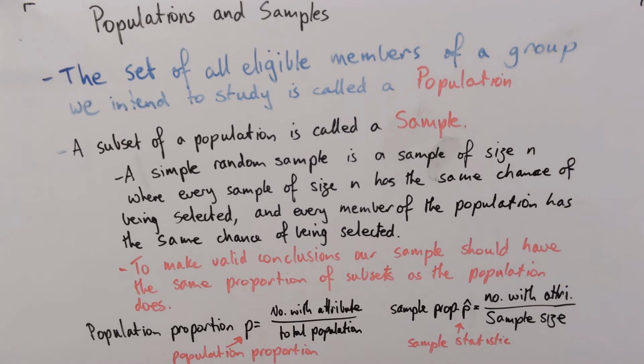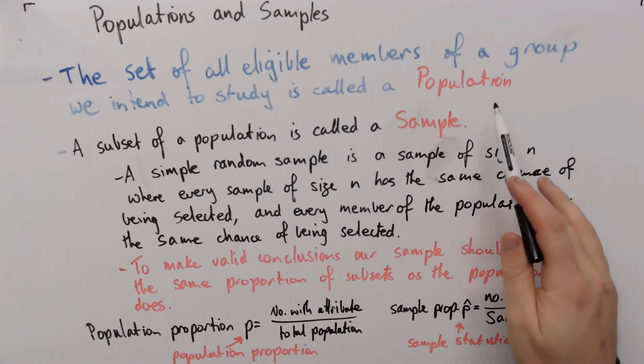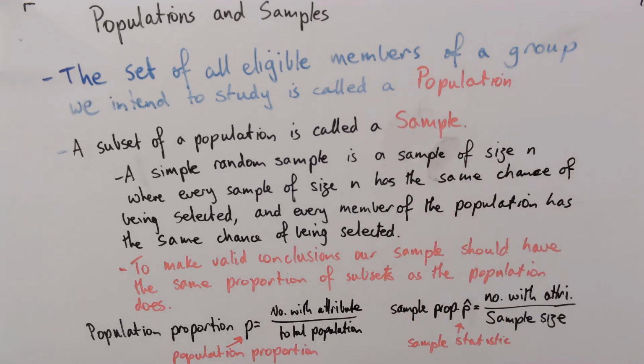A subset of that population is called a sample. Often, it's not practical to study an entire population. For example, if we want to study everyone in Australia, there are just too many people. So what we want to do is take a smaller sample of that population.